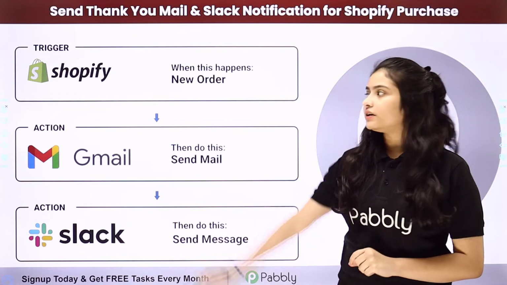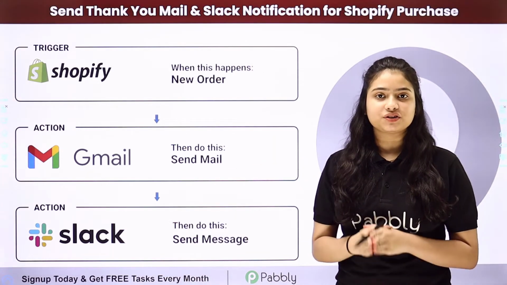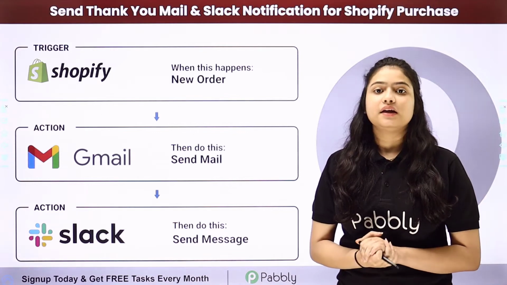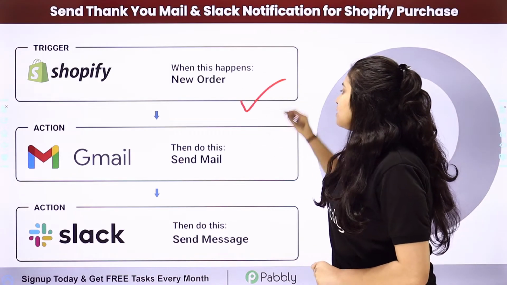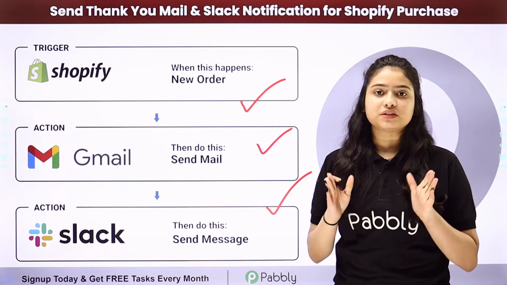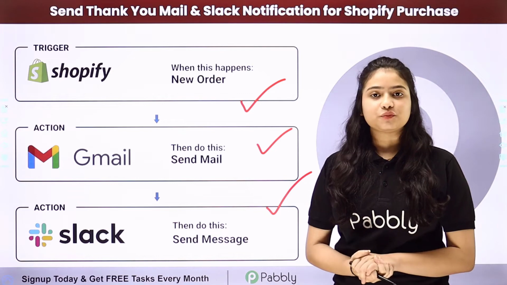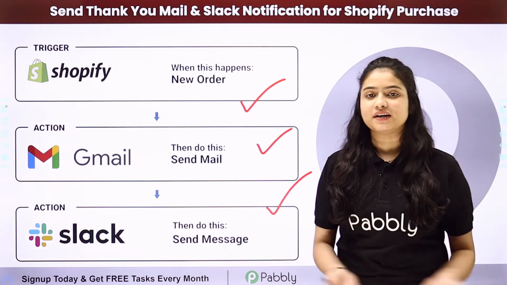For this, we will have to integrate all these applications, and we are going to do that with the help of an amazing automation and integration software, Pabbly Connect. Now here we have Shopify in our trigger, Gmail and Slack in our action. So we are going to connect all of them by using Pabbly Connect in order to automate this entire process. And to learn this entire automation step by step, let me take you all to my screen.